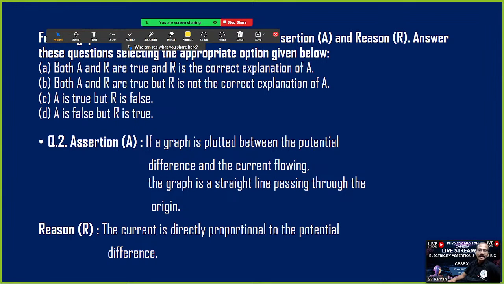Next, the reason: the current is directly proportional to the potential difference. That is the reason they have given. The assertion they gave is, if a graph is plotted between potential difference and the current flowing, the graph is a straight line passing through the origin. Yes, audience, you can choose your answer.